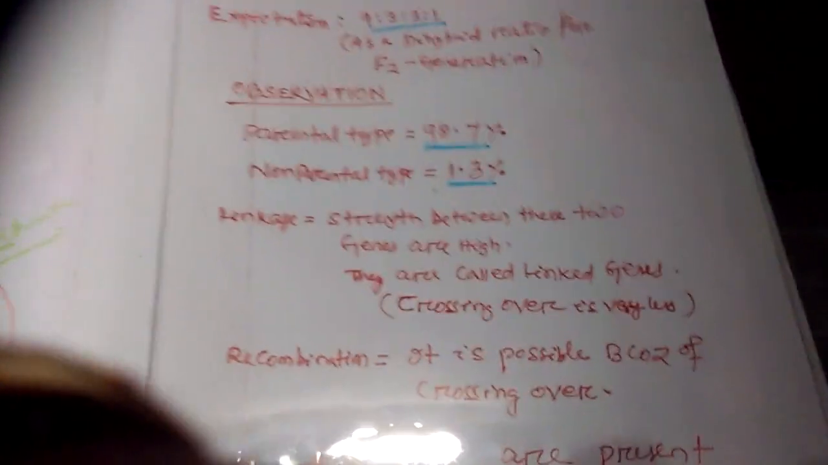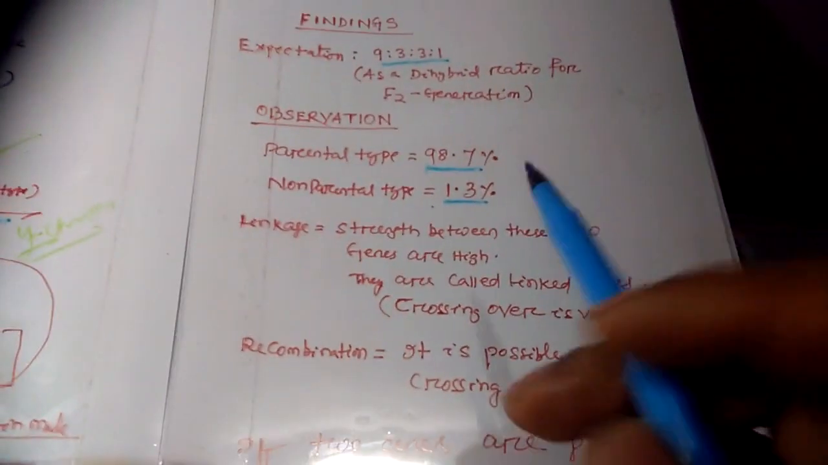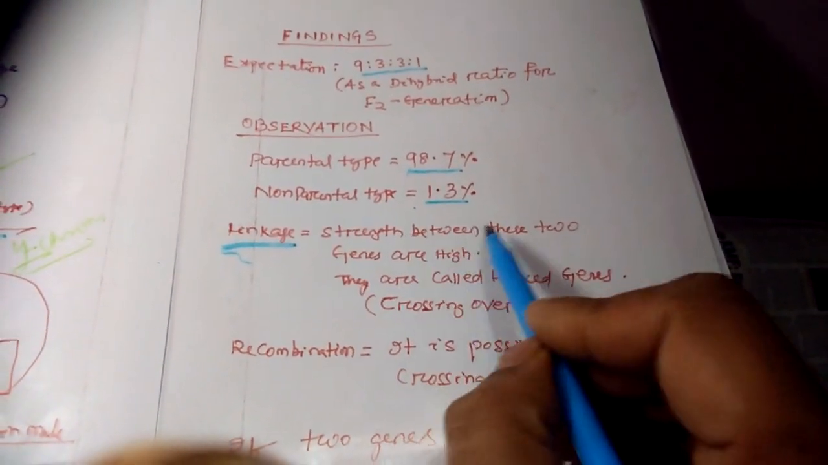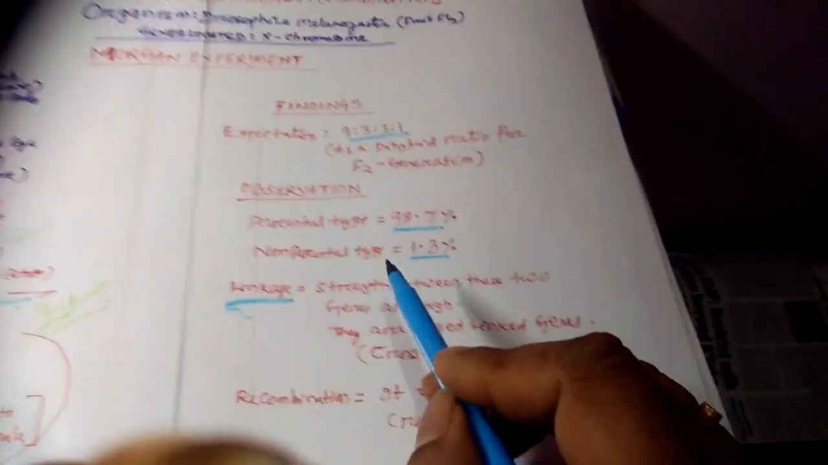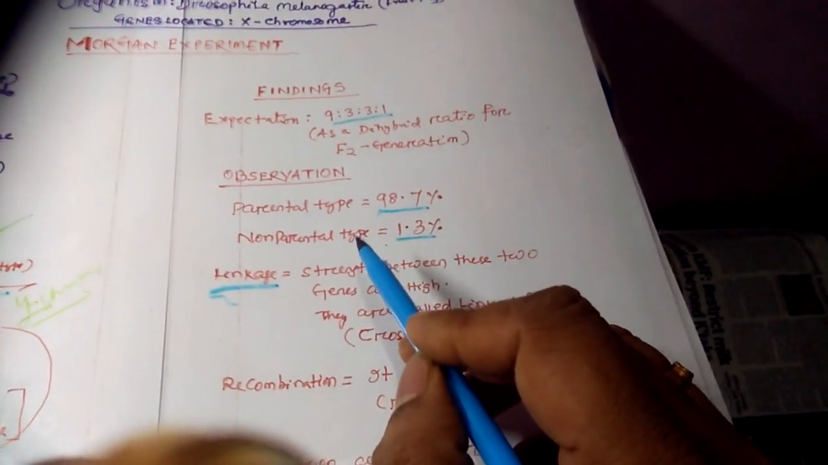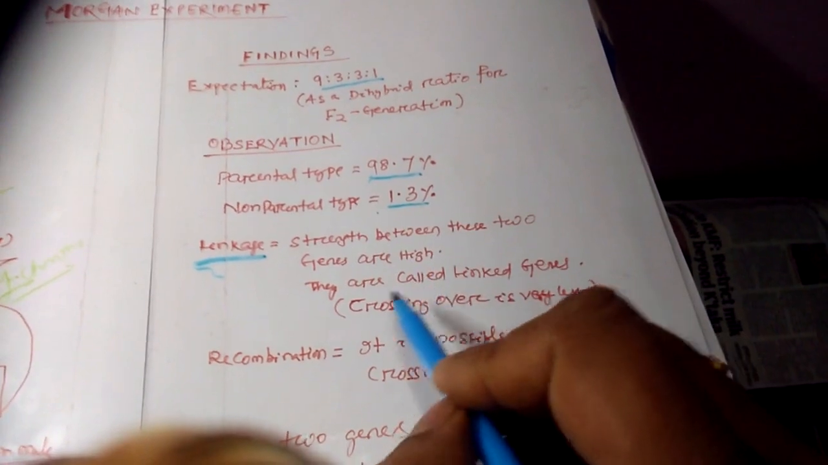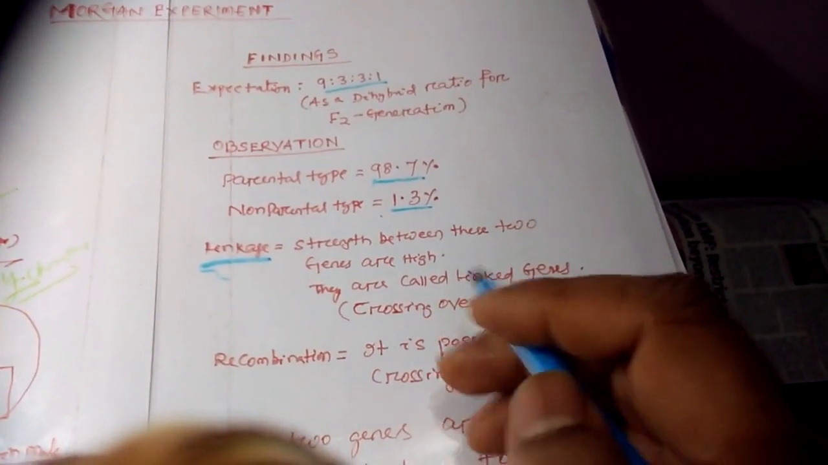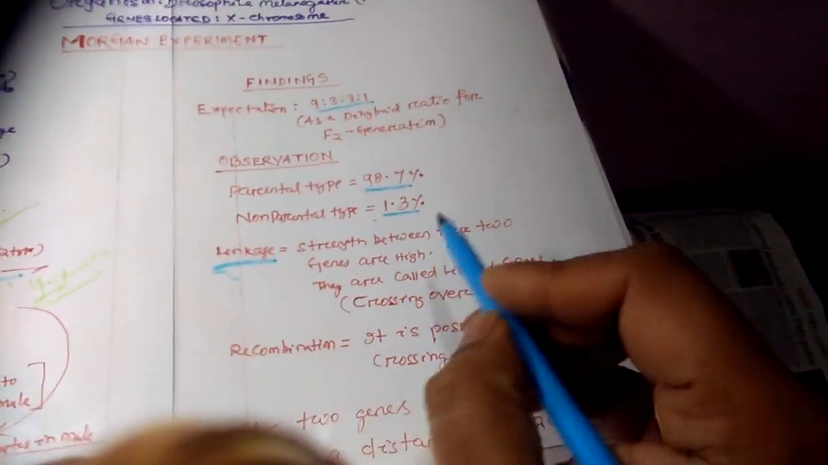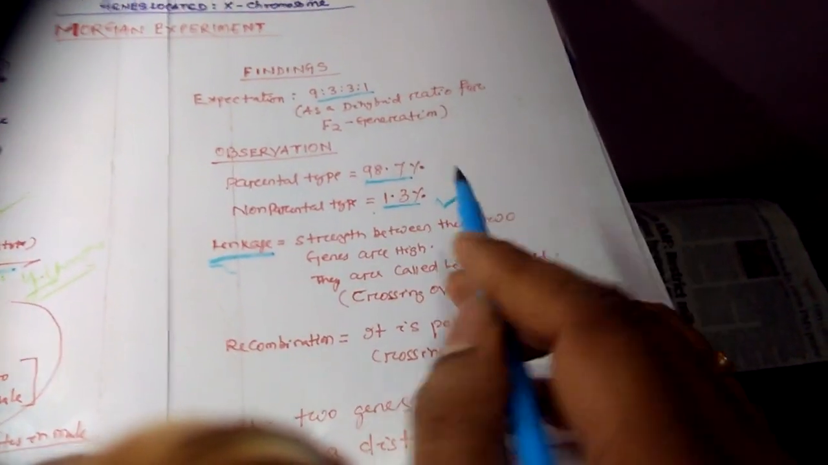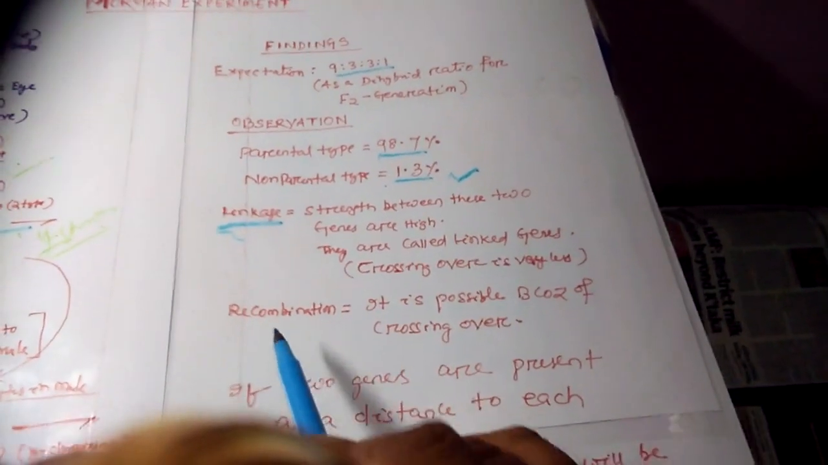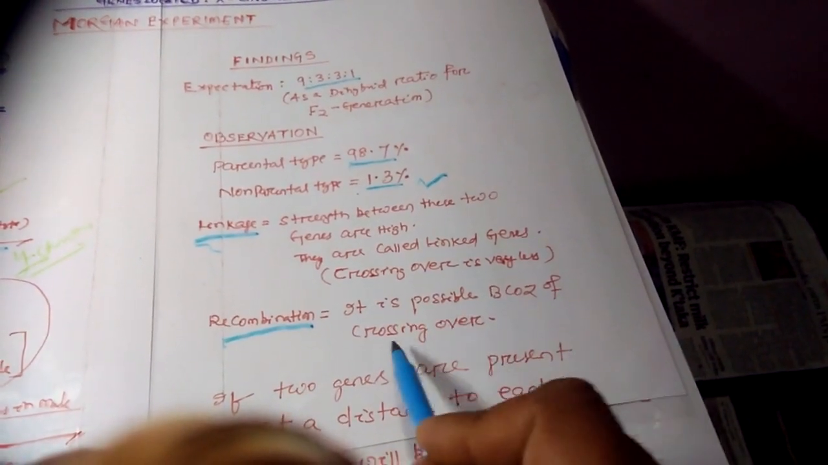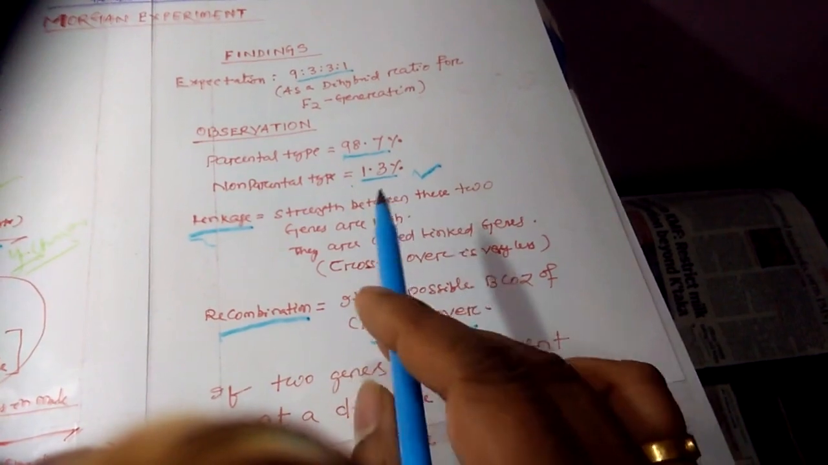So what he understood, he gave a concept of linkage. What he said is that the strength between these two genes is very high, because they are located very near to each other. That is why they are not undergoing crossing over very often. So then why are we getting 1.3%? Because a very little amount of crossing over is happening. Those varieties are called recombination type. It is possible because of crossing over, but there is low crossing over in this case if you are taking these two characters.